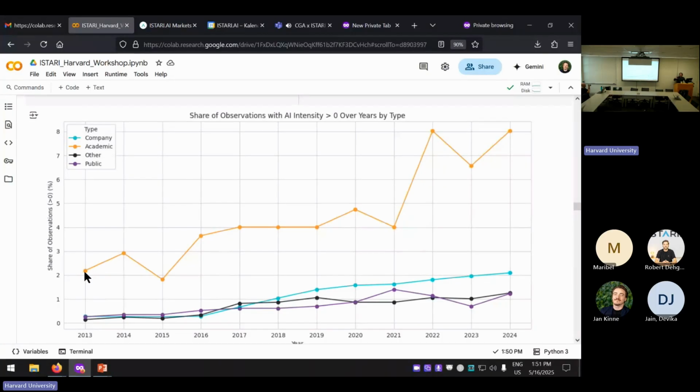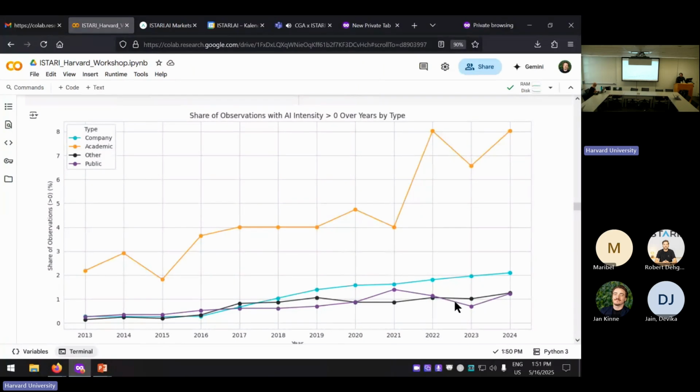So this basically tells you that back in 2013 already in the Massachusetts area, more than 2% of the academic institutions were engaged in some type of AI research, like doing AI stuff. And then you can see over time, over the last 10, 12 years, how this changed. You can see that academia definitely rose, from 2% to almost 8%. So now about 8% of all institutions do something with AI. On the other hand, companies, for example, started out at maybe 0.2%, and now they are well above 2%.